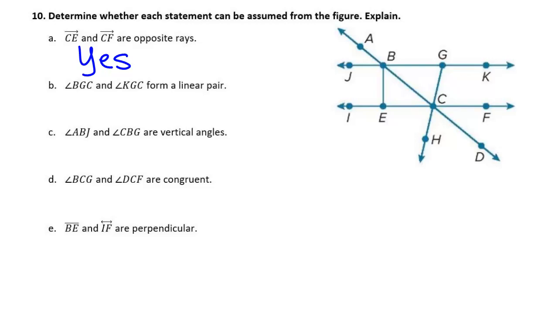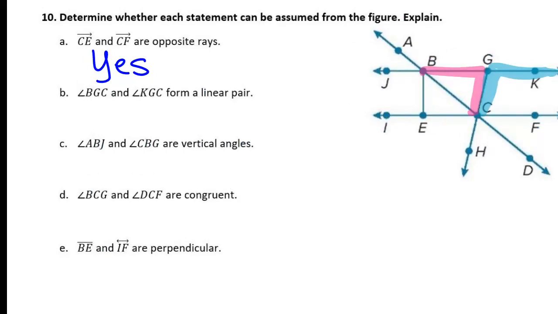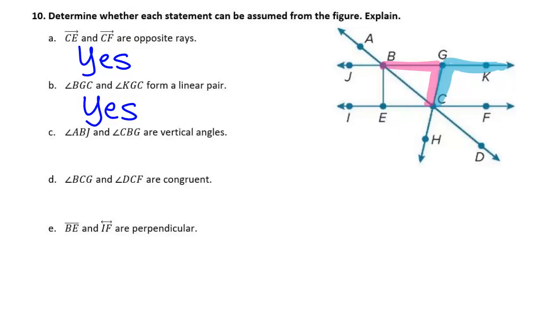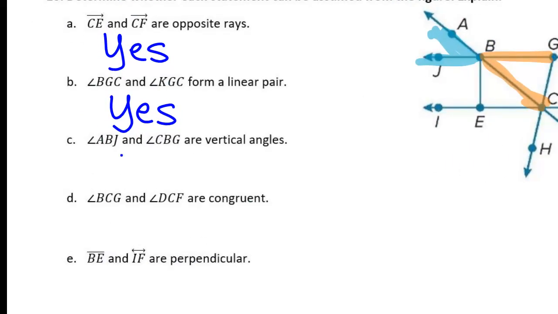Angle BGC and angle KGC are a linear pair. Can I assume that? Yes. Yep. They share a side. Their non-shared sides make a straight line. Angle ABJ, this angle right here, and angle CBG, this angle right here. Can I assume that those are vertical angles? Yes.